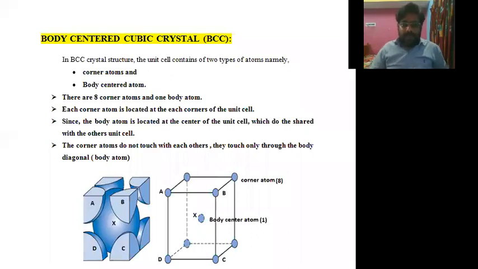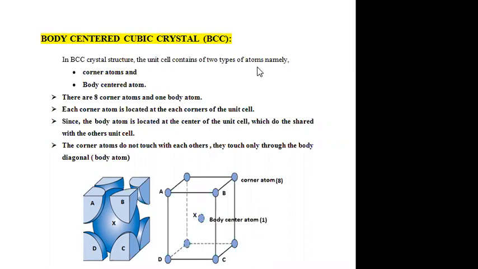Today we are going to see the topic, which is also from crystal growth. The name of the topic is the body-centered cubic crystal. So, in a body-centered cubic crystal, a unit cell contains two types of atoms, namely corner atoms and a body-centered atom.